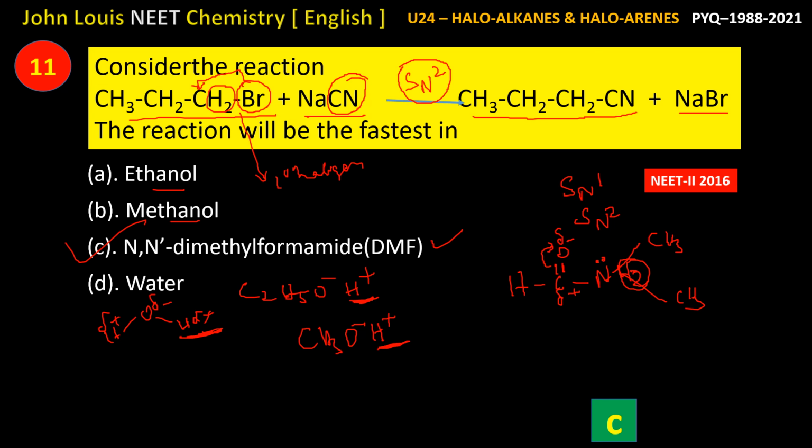What you need to do here in order to answer this type of question is determine whether the substitution reaction is SN2 or SN1. SN1 reactions are supported by polar protic solvents. Ethanol, methanol and water are polar protic solvents. If it is SN1 type, these three solvents will favor that reaction. But here there is an SN2 reaction. SN2 reactions are favored by polar aprotic solvents. Among the four solvents given here, only N,N-dimethyl formamide is a polar aprotic solvent. Therefore that is the correct answer.